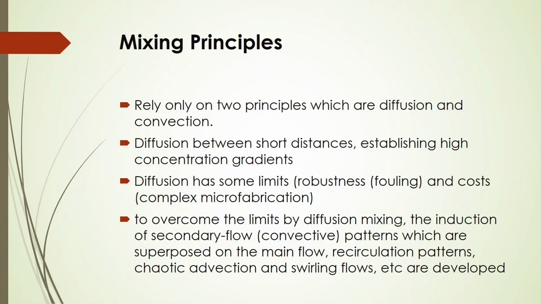So, the mixing principles rely only on two principles, which are diffusion and convection. Diffusion between short distances establishes high concentration gradients, but diffusion also has some limits like robustness, that will be fouling, and also cost. Complex microfabrication is one important factor there. Now, to overcome these limits of diffusion mixing, the induction of secondary flow like convective patterns which are superposed on the main flow, sometimes recirculation patterns, chaotic advection, swirling flows, even Dean flows are also developed.